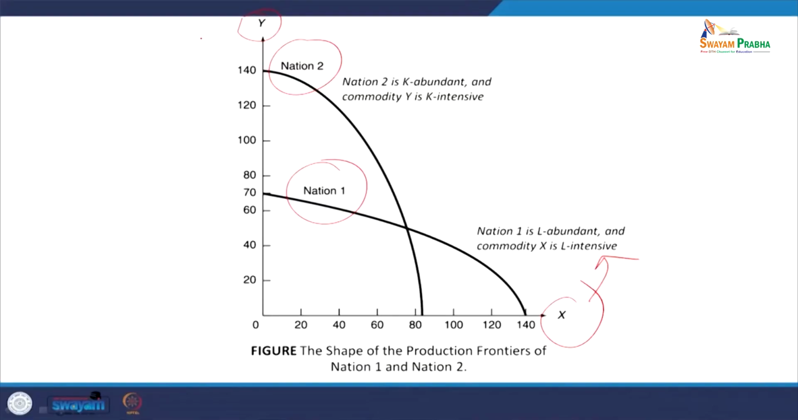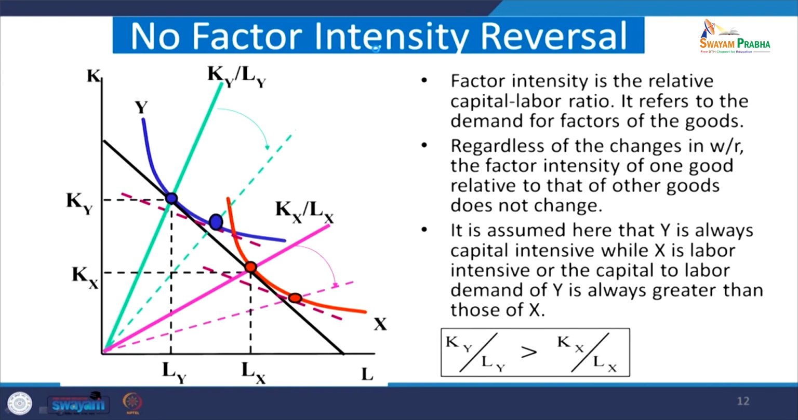Now, in this production possibility frontier, nation 1 is more endowed with X, which we have already assumed to be labor intensive, and nation 2 is more endowed with the production of Y, since Y is more capital abundant, and that means they are more endowed with capital. Nation 2 is more endowed with capital, so they are producing more Y varieties as against X varieties.